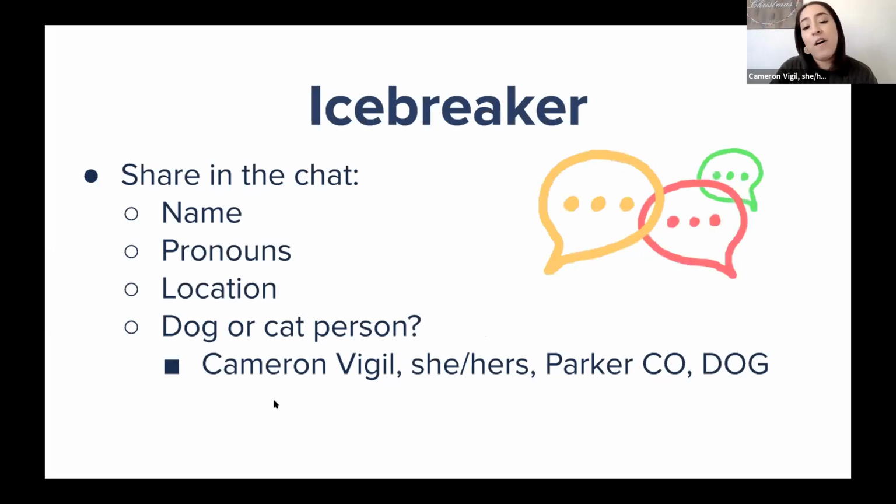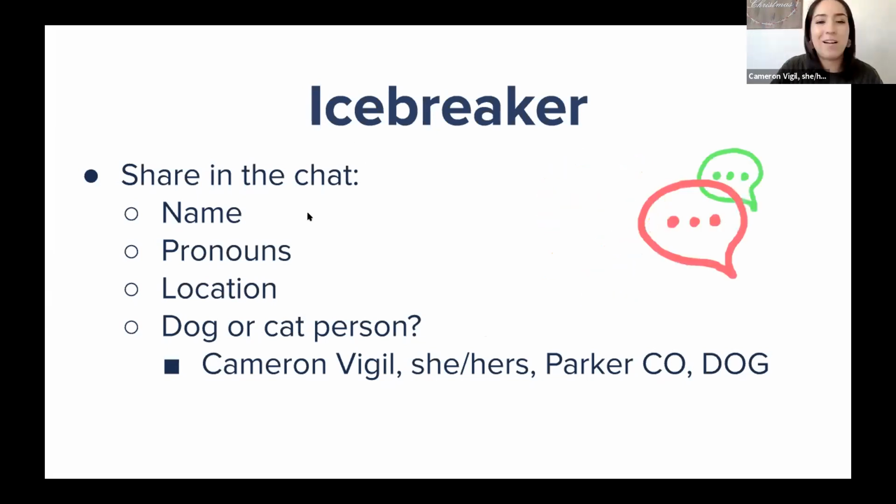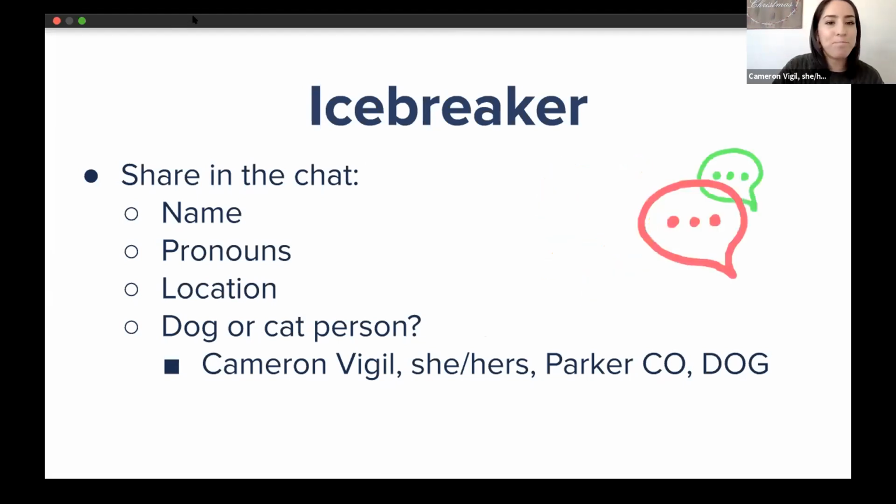But I put my example in the slide so you could see. Cameron V. Hill, she, hers. I'm currently located in Parker, Colorado, and I'm a dog person. So if everyone could put your introductions into the chat real quick, we'll take a few moments and I will read a few out.